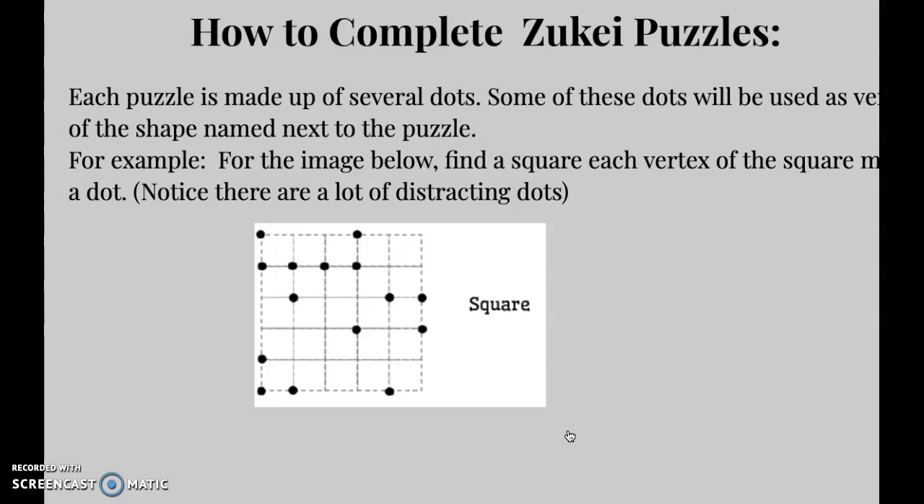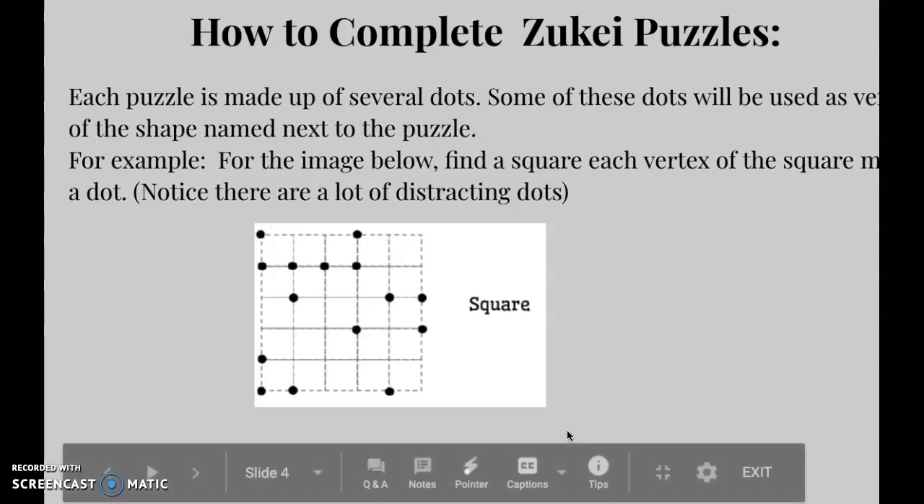So I just thought I'd do a little instruction on how to complete these Zuki puzzles that I sent you a couple links to. So every puzzle has a few dots, and your objective is to use the dots to make the figure that's usually next to the dot graph. So here we want to make a square.